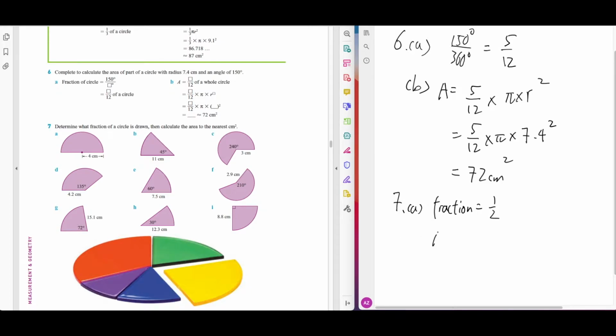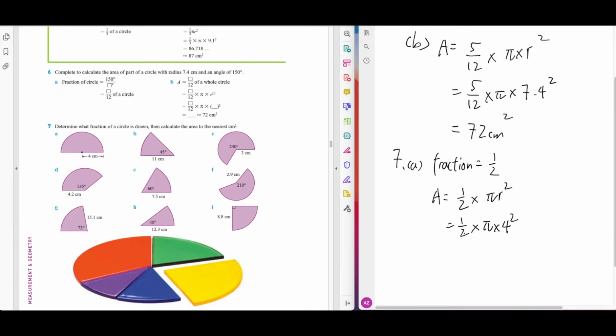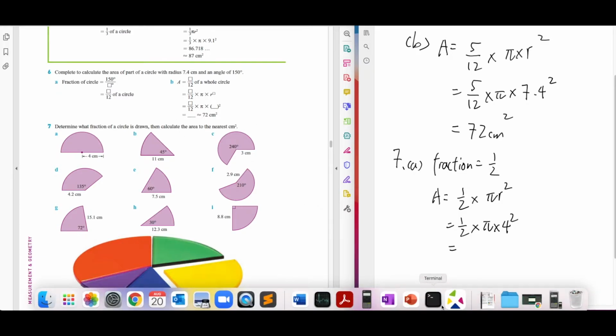Now to find the area, you just do fraction multiplied by pi r squared, which equals half times, now what's the radius in this circle? Is the radius 4 or is it 8? Well, it's 4, because remember, radius is the distance between the edge of the circle to the center. So the radius is 4. So substitute 4 for r. And this should give you, now the question says nearest centimeter squared, so just round it to the nearest number and that's all you have to do.